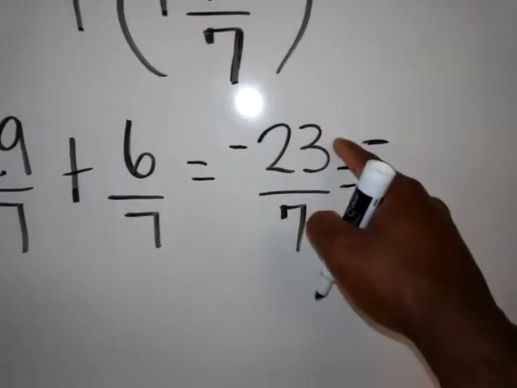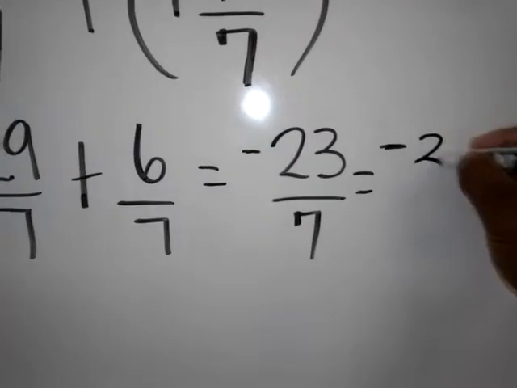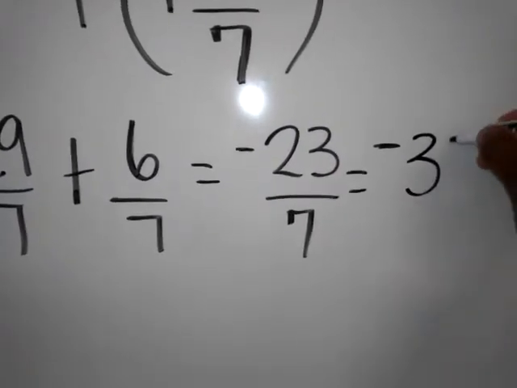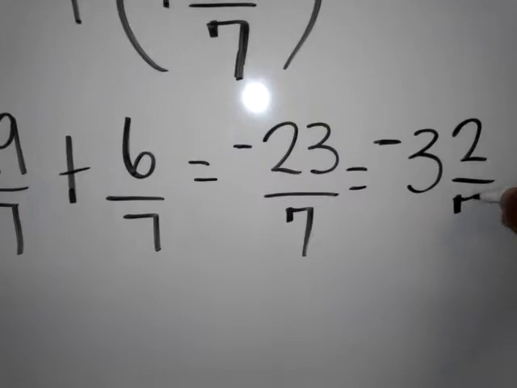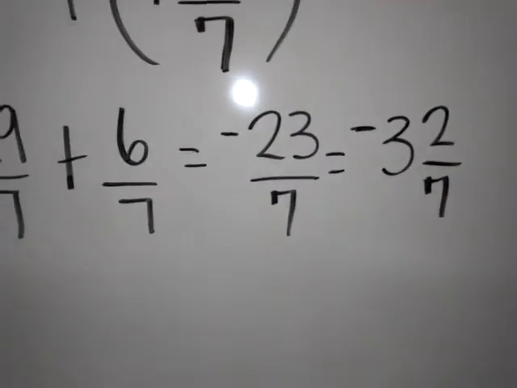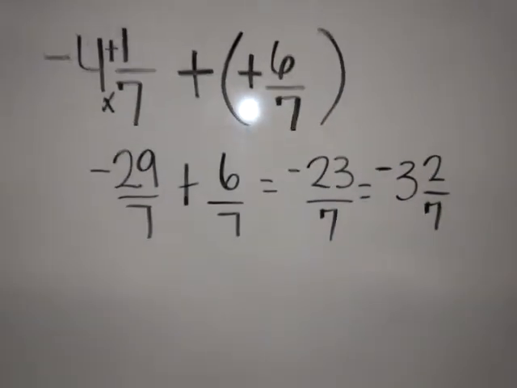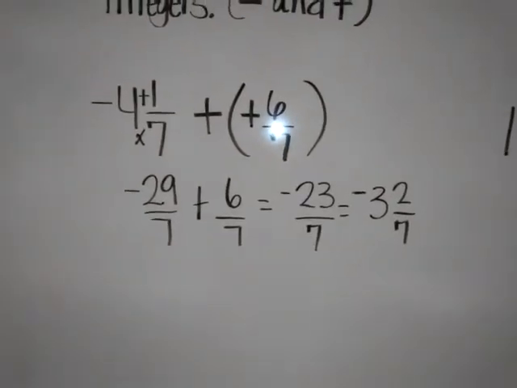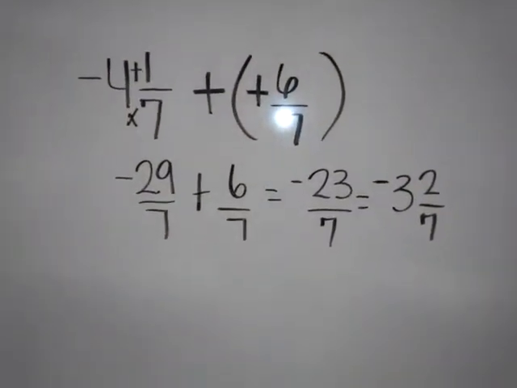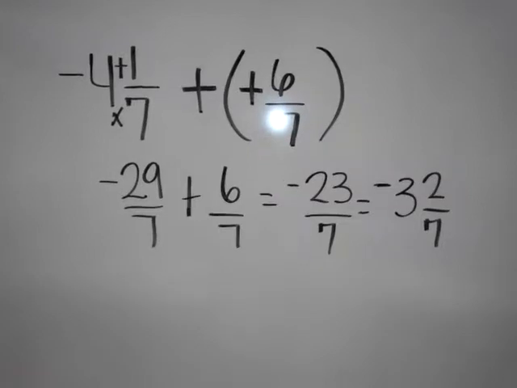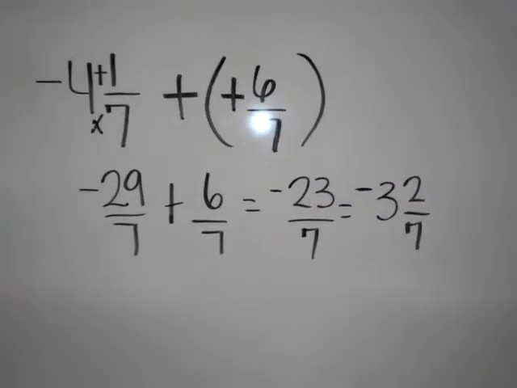7 goes into 23 3 times. What's going to be left over is 2. We should keep our denominator of 7. All right, this is the final answer for this problem. Again, we're subtracting rational numbers. Using addition and the opposite, we're adding the opposite of the second term.